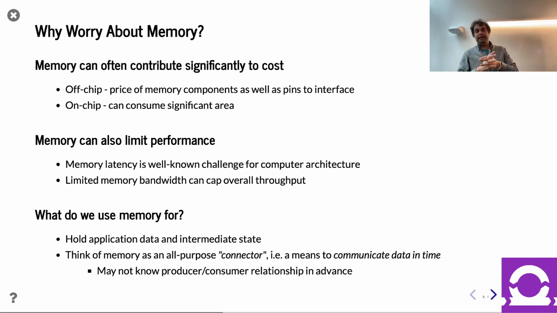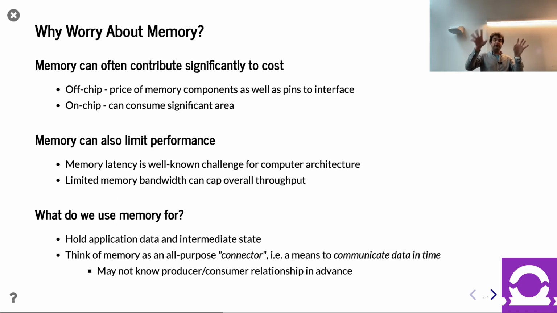Memory is a way to communicate data in time, right? In other words, if you know the exact combination of who's producing data and who's consuming data, you can often turn it into a custom data path, right? You can say, oh yeah, this component produces something, this component consumes something, wire it together, we're happy.